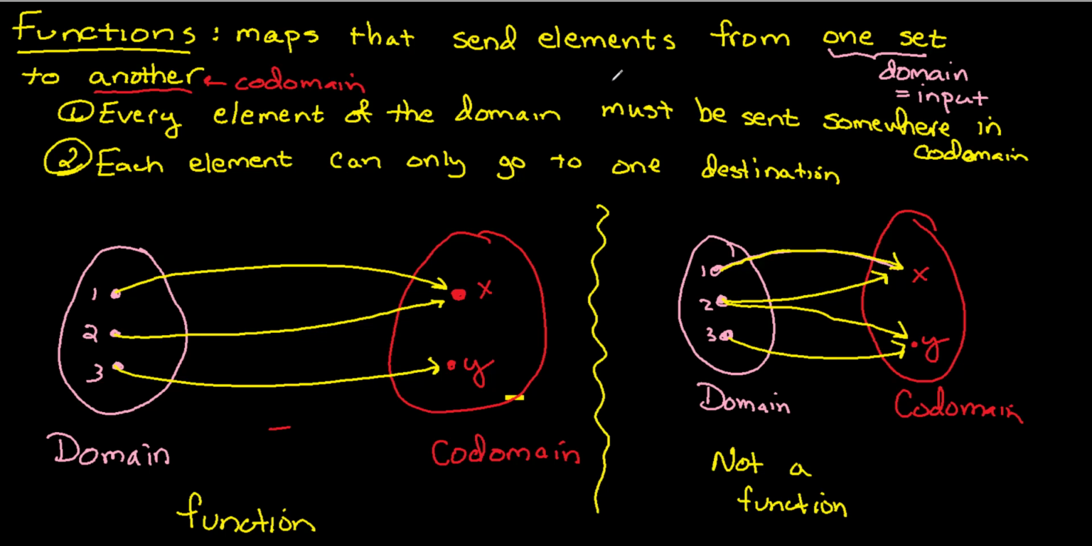I go to the Department of Motor Vehicles and I end up being told, go stand in this line and then go stand in that line. And it's very confusing because I don't know which line to go with. And that's what's happening to poor number 2. Number 2 doesn't know where to go. Is it going to go to X? Is it going to go to Y? A very confusing situation. So this is not a function because it doesn't satisfy that second criteria.